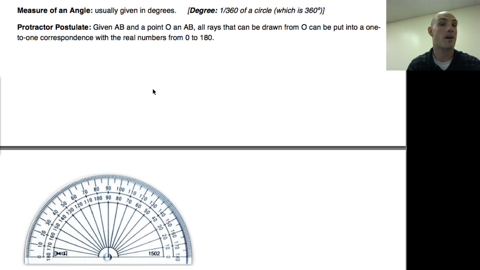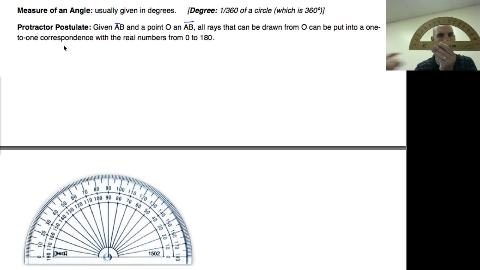Many of you have probably used a protractor before, and there's a big giant postulate that describes what you do with a protractor. It says, given segment AB and point O on AB, all rays that can be drawn from O can be put in 1-to-1 correspondence with a real number from 0 to 180.